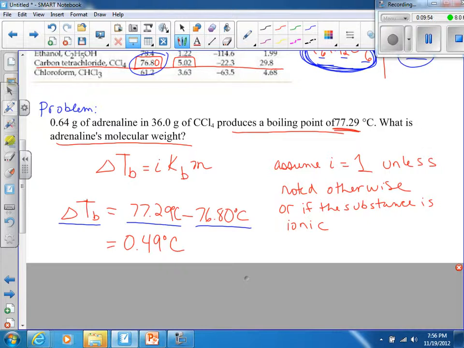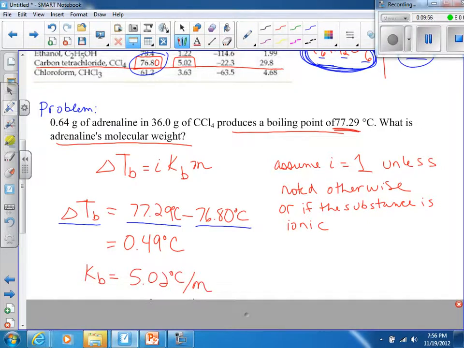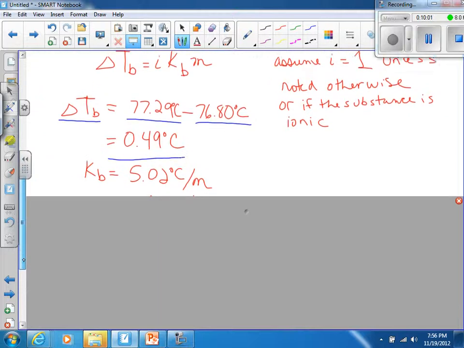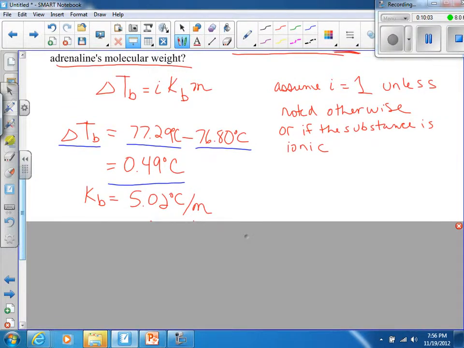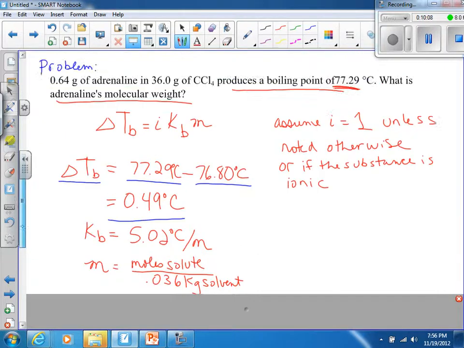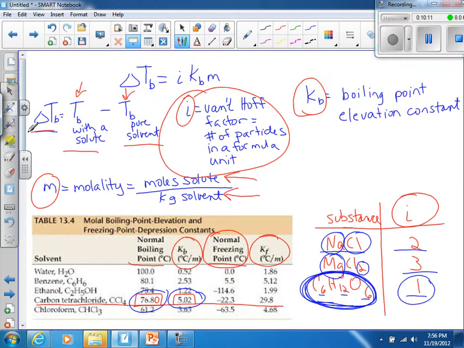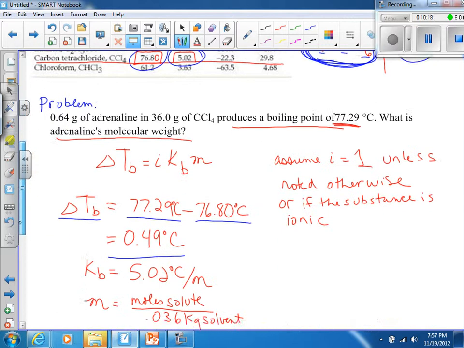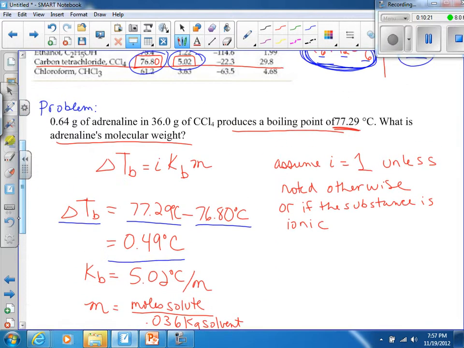Kb was given above, right here. And I just calculated delta Tb. And we still need the molality. Now this one's a little bit tricky. Molality is moles of solute per kilogram of solvent. We are given that there's 36 grams of solvent, and we know the mass of the solute.